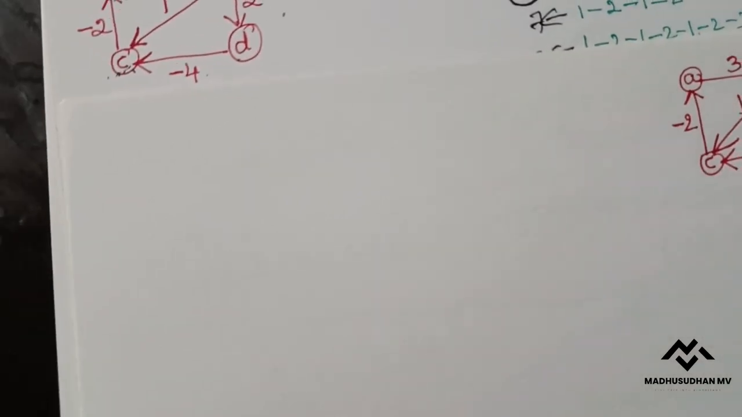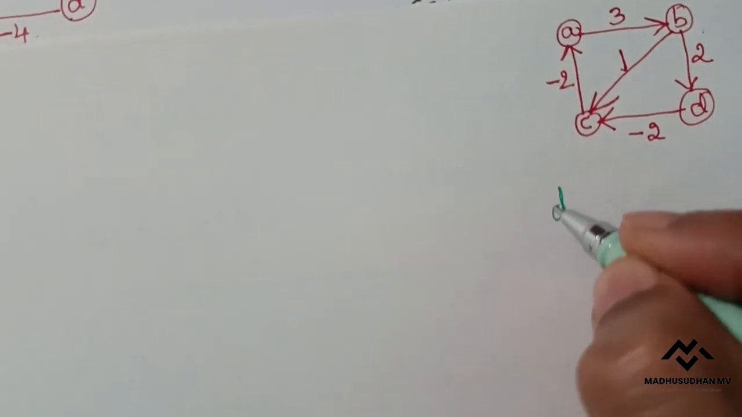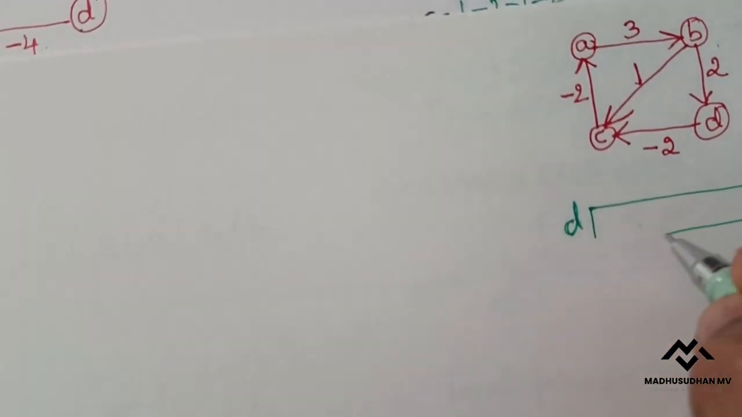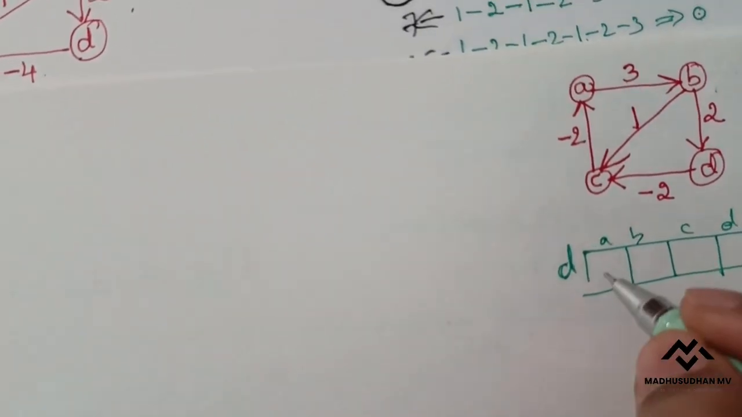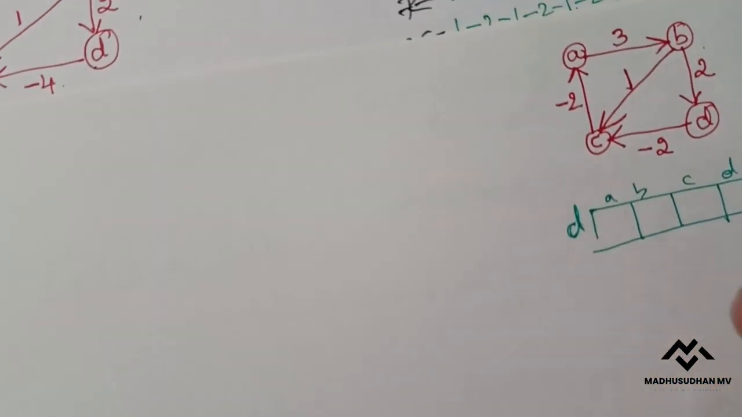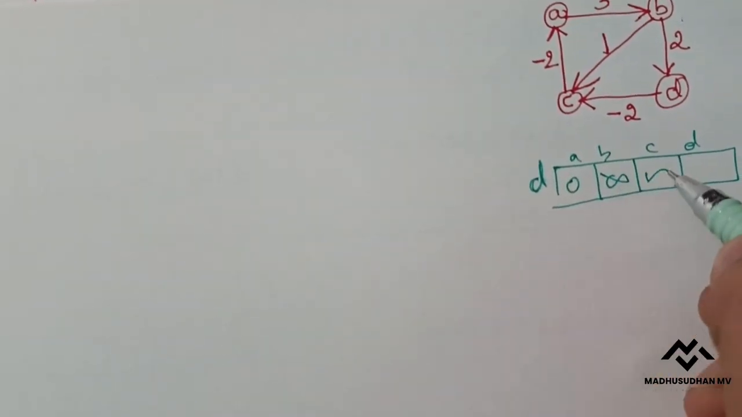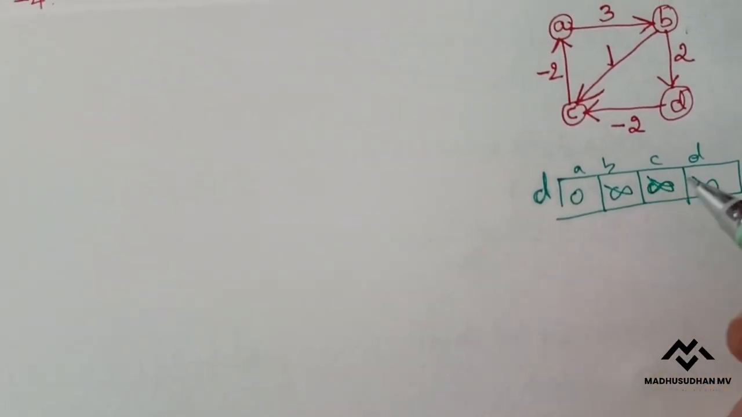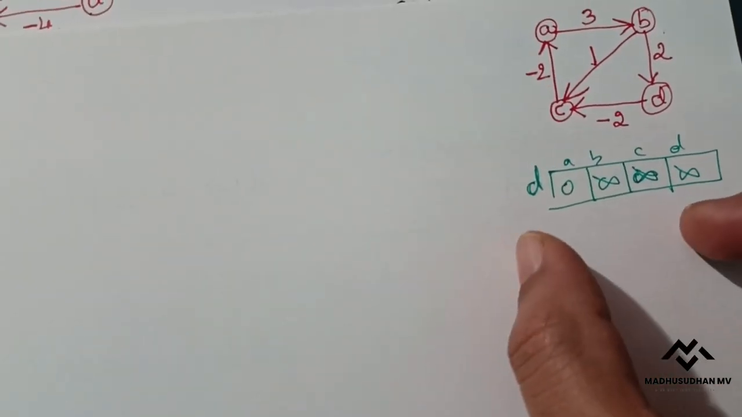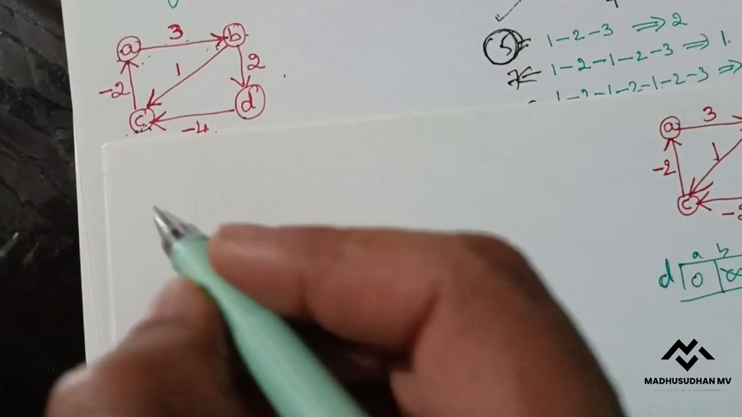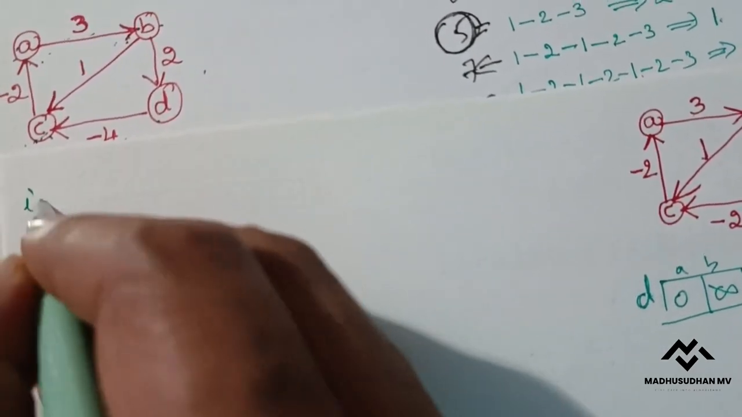For this, initially, what is the distance array? Initially it will be 0, infinity, infinity. I'm not writing the predecessor, I'm writing only this one. This is very important. So 0, infinity, infinity. Now let us take first i equal to 1.